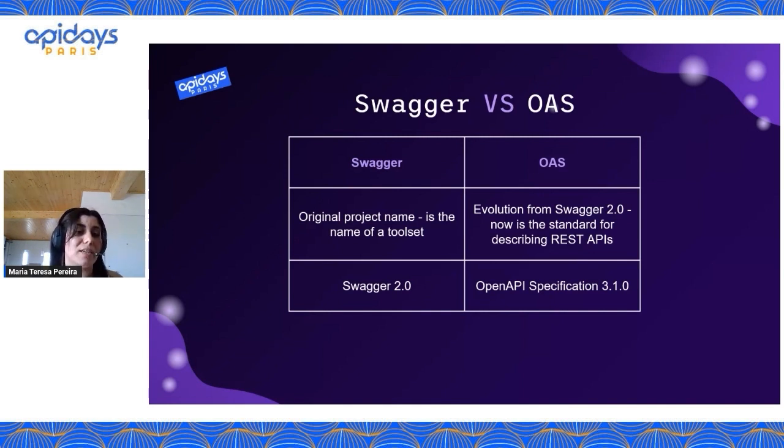Swagger is the original project name. It's the name of the toolset. The last version of Swagger is 2.0. The OpenAPI specification is an evolution from Swagger and is now a standard for describing REST APIs. In summary, there was a transition from Swagger to the OpenAPI specification, and this transition was driven by a desire to create a standardized, open, and collaborative framework for describing REST APIs through the adoption of the OpenAPI initiative.